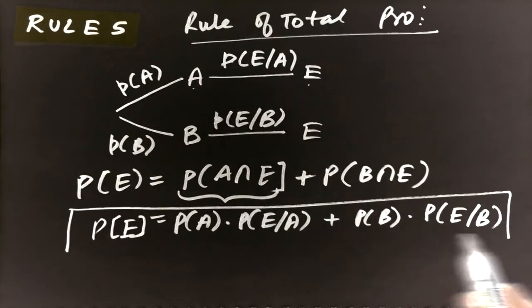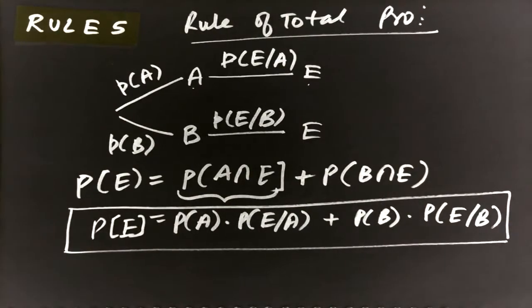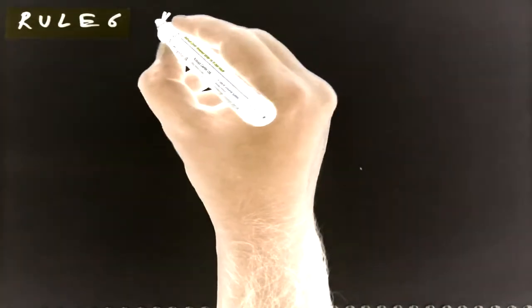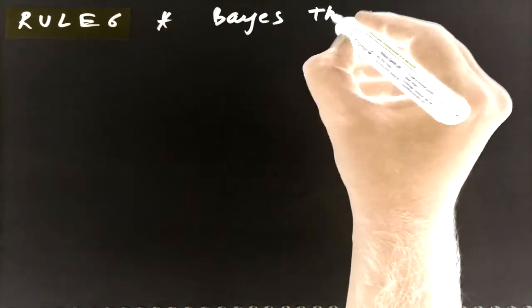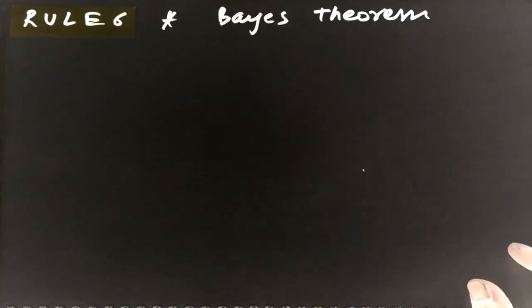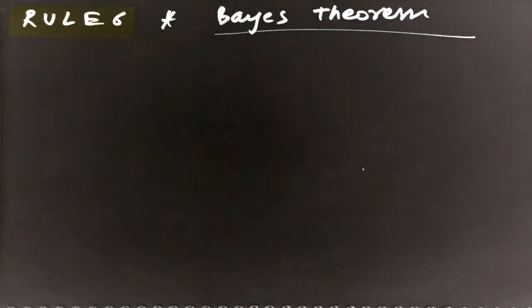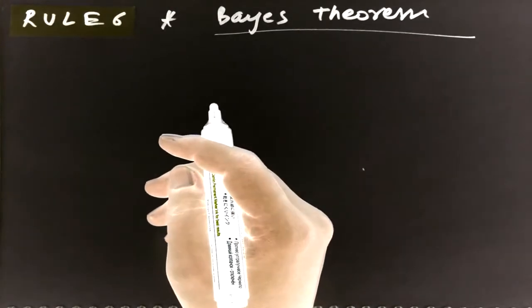This is called the rule of total probability. Now let us understand another rule, the last rule, rule number 6. It is very important. This is Bayes' theorem. What does it say? Let us understand first.